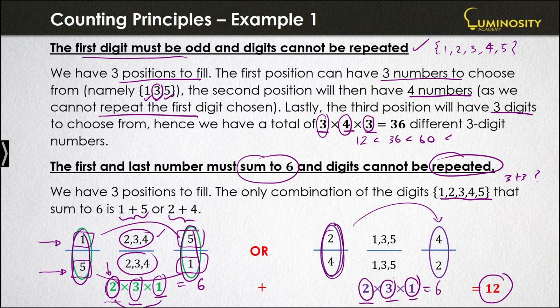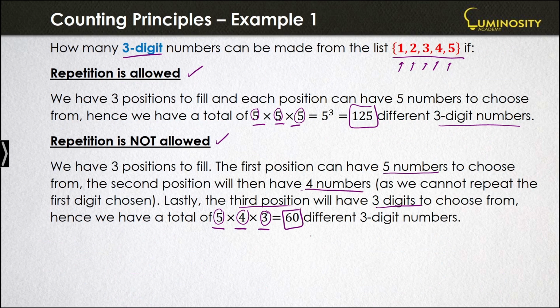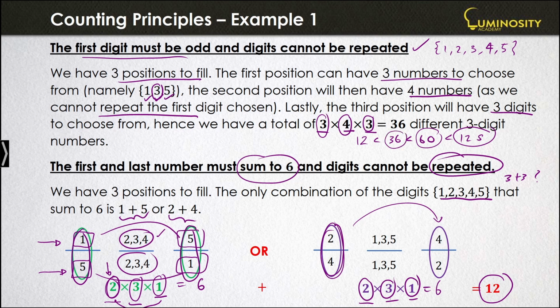Okay, and we saw in order here that 125 was no restrictions, every digit can be repeated. In that 60, what was that? That was repetition not allowed. In 36, this was repetition not allowed and the first digit must be odd. And then this 12 here was the first and last numbers must add up to 6, and the digits cannot be repeated. Okay, so this is the counting principles example 1. I'll see you in the next one.